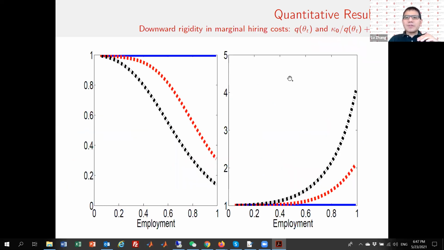Another aspect of the driving force for the disaster dynamics is what we call downward rigidity in marginal hiring costs. This intuition is due to Nikola. Based on my reading of the literature, it seems that our paper might be the first one in the literature to talk about this mechanism. Again, this mechanism is due to Nikola. All right, so what's downward rigidity in marginal hiring costs?